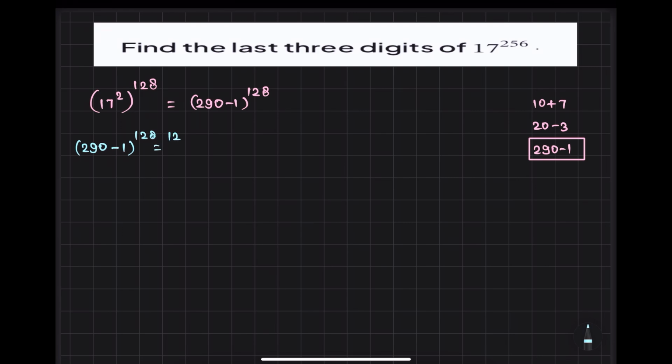The first element will have 128 C 0, and this 290 will carry power 128, and minus 1 will carry power 0. So don't you think that this element will carry 128 zeros at the end? Correct? So we have to ignore that one because it won't contribute to the unit digit. So who will contribute? I feel that it is the last ones. I will erase these things.